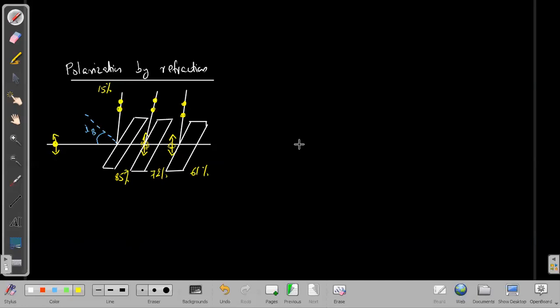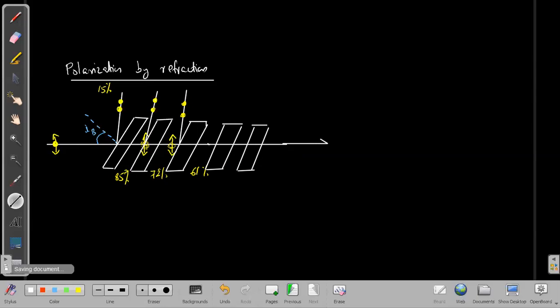And if you have a very large number of such glass slabs, then finally the transmitted light will contain only the p polarization, and all s polarizations are completely reflected.